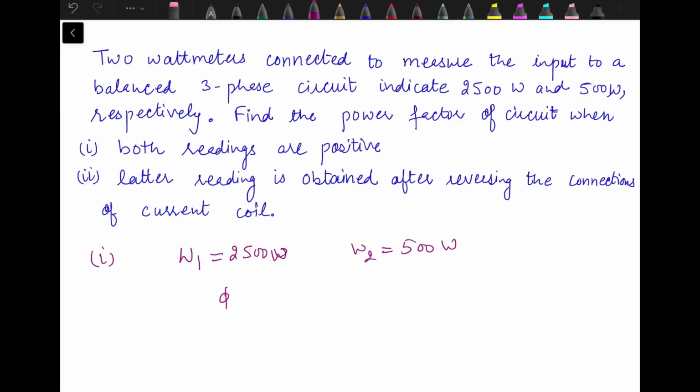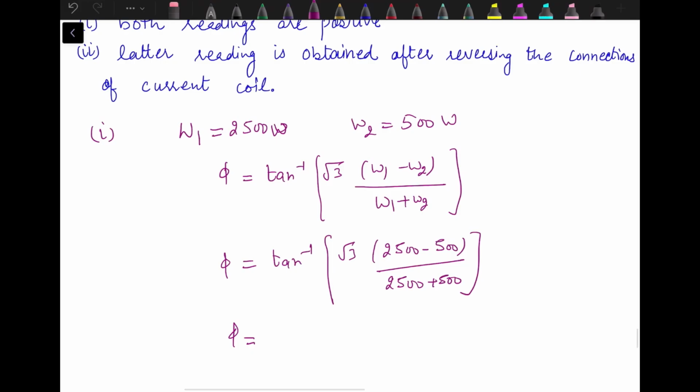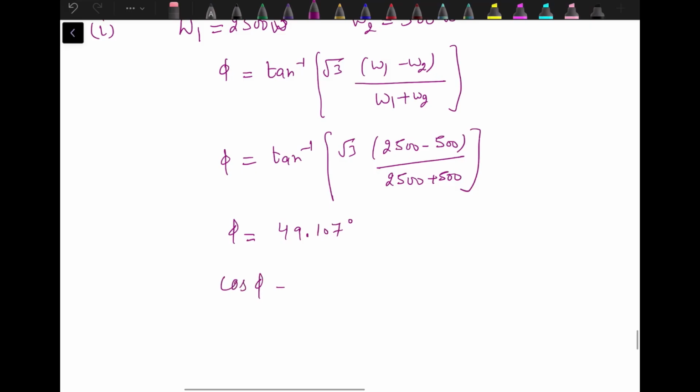For that, let's find out the power factor angle, which is tan inverse of root 3 (W1 minus W2) upon (W1 plus W2). So phi is tan inverse of root 3 times (2500 minus 500) upon (2500 plus 500). Phi is 49.107 degrees. So cos phi is cos 49.107. It's 0.655 and it's lagging power factor, since W1 is more than W2.